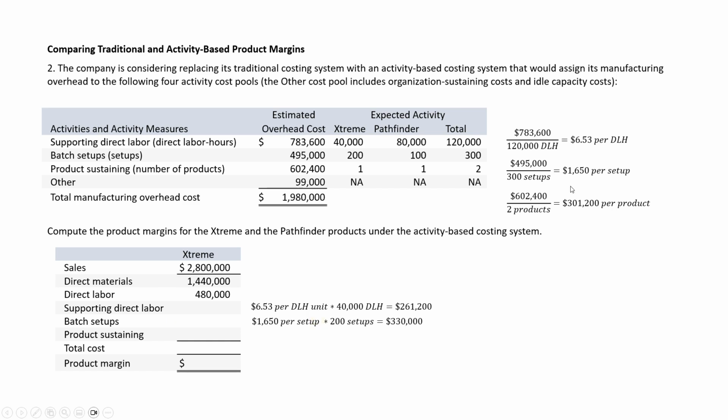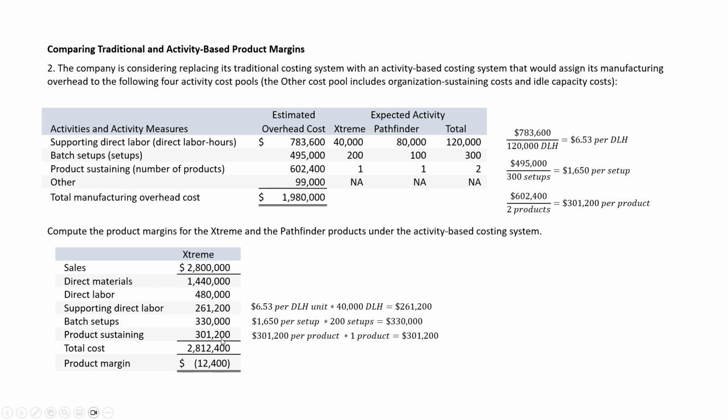Batch setups, $1,650 per setup, and 200 of the 300 setups is related to Extreme. So 200 times $1,650 is $330,000 of batch setup overhead costs assigned to Extreme. Product sustaining, it's an equal split, $301,200 per product. There's only one product listed under Extreme, so $301,200 product sustaining gets allocated to Extreme.